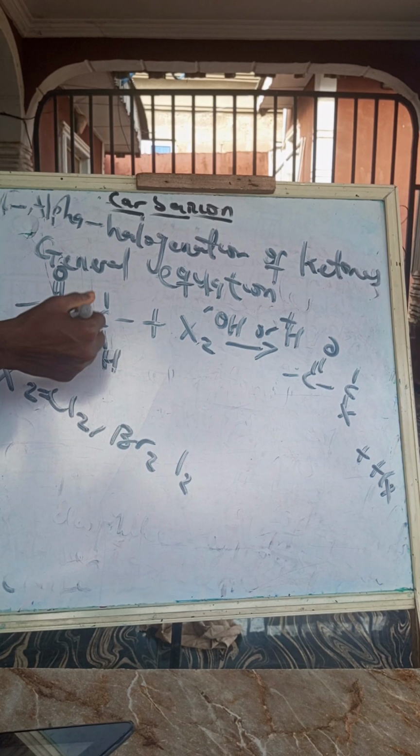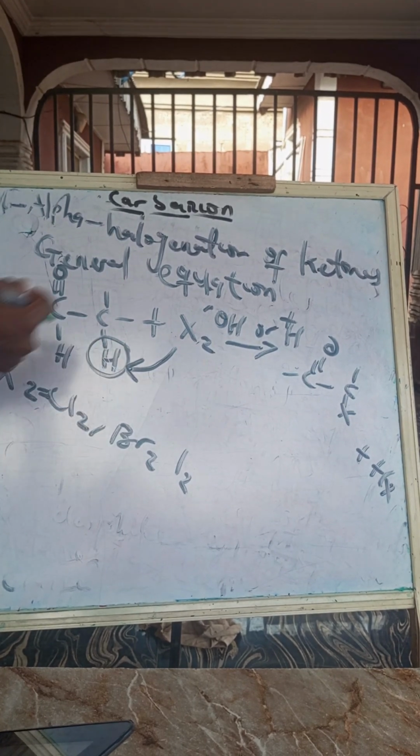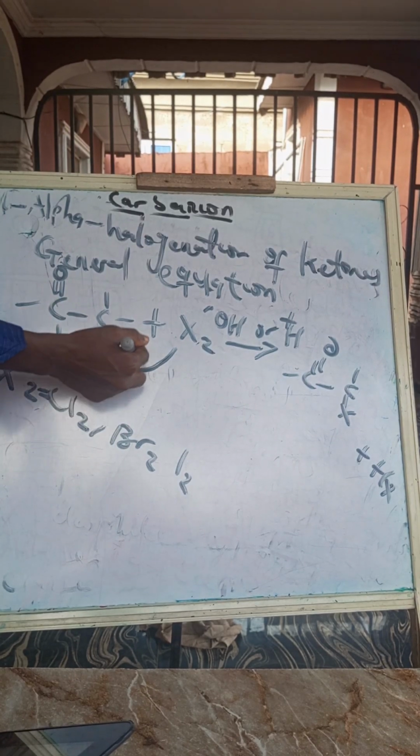That is to halogenate the alpha carbon. This is one of the general equations. We have our ketone group, this is our alpha carbon, and this is the alpha hydrogen. When we talk about alpha halogenation of ketones, we want to replace the alpha hydrogen with a halogen, which is X2. Our halogen can be chlorine, bromine, or iodine, for example replacing the alpha hydrogen with bromine. These are our general equations.